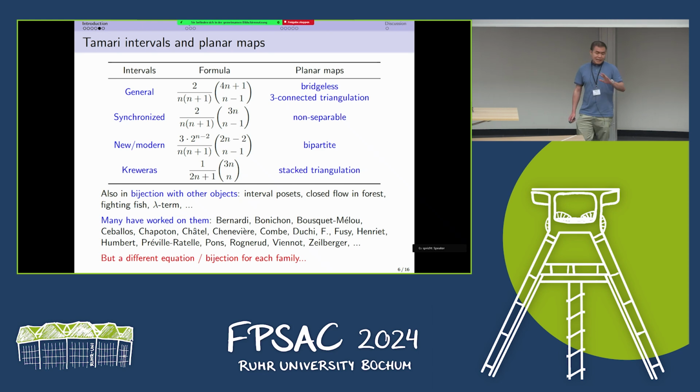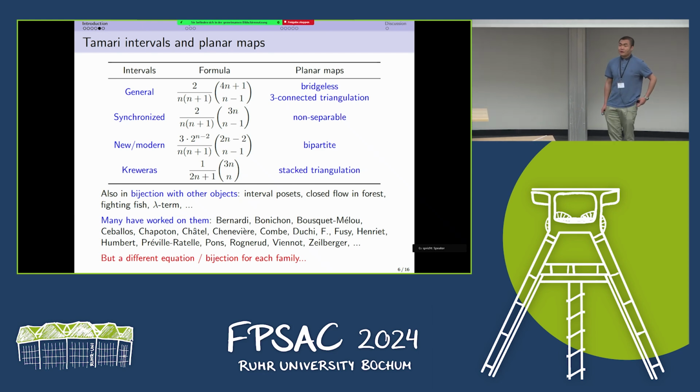Not only that, Tamari intervals are also in bijection with other combinatorial objects. Some of them are defined in a more algebraic way, for example, interval posets or closed flows in forests. But there are also some others, more exotic ones, for example, fighting fish, which is a generalization of parallelogram polyominoes, and lambda terms, which come from computational logic.